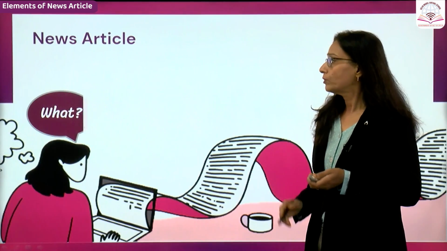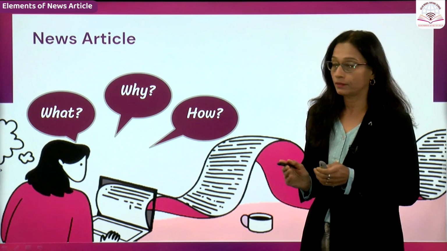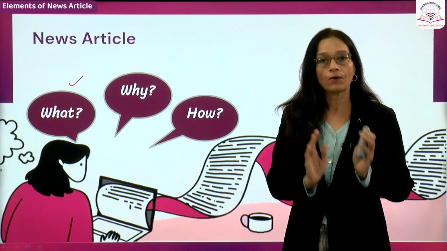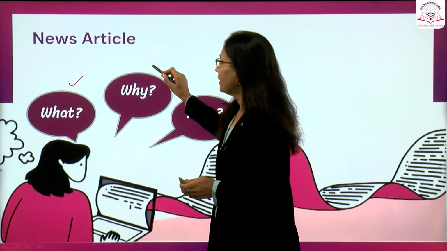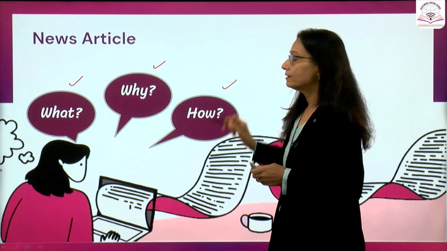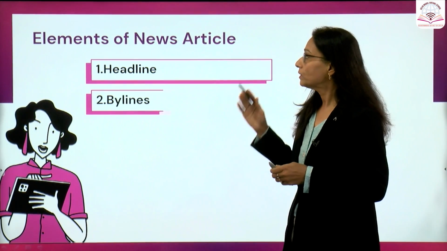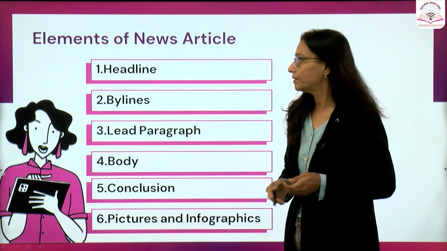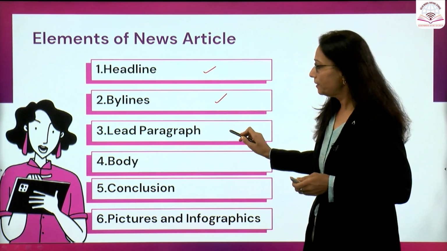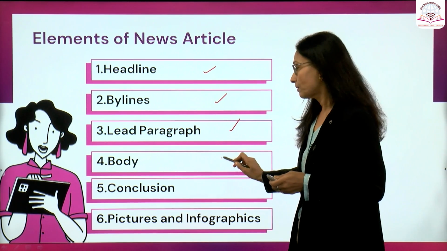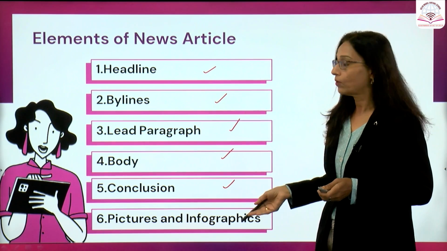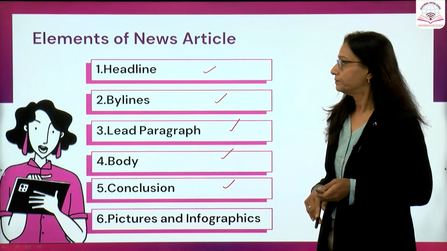Now, what do we discuss in a news article? We talk about what the topic of a news article is, why there is a need to write that news article, and how we write it. Coming to the elements of a news article, the main elements are the headline, the byline, lead paragraph, body, conclusion, pictures and infographics. Let us talk about all these elements in detail.